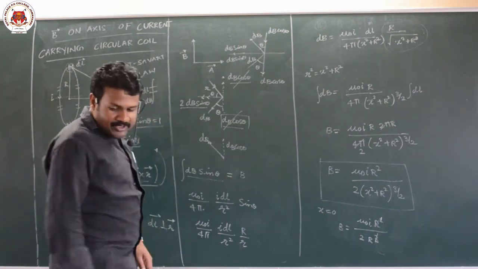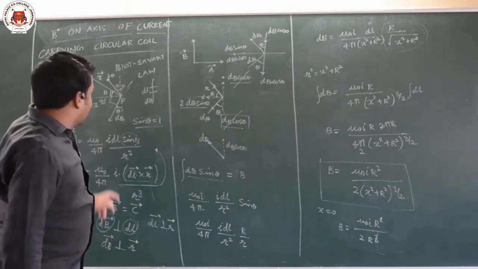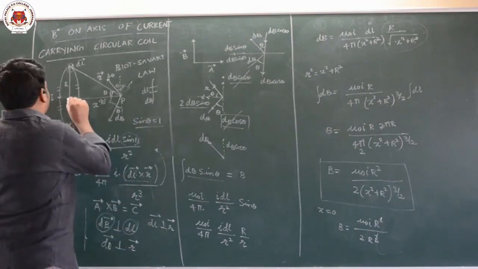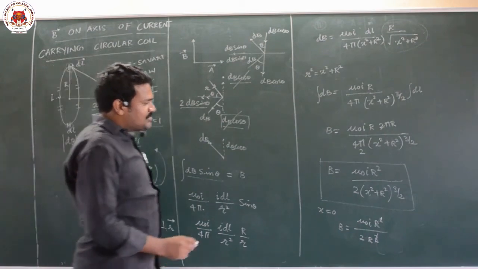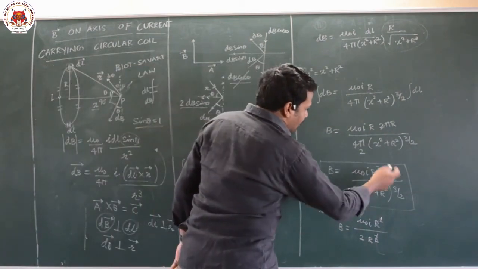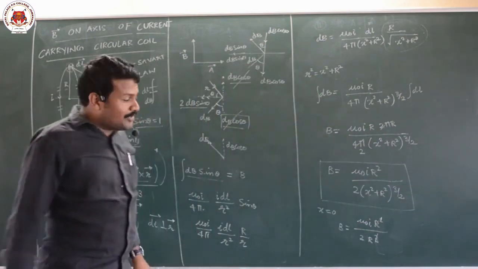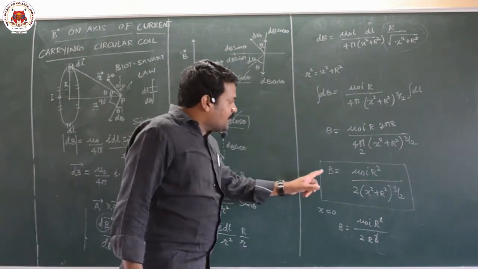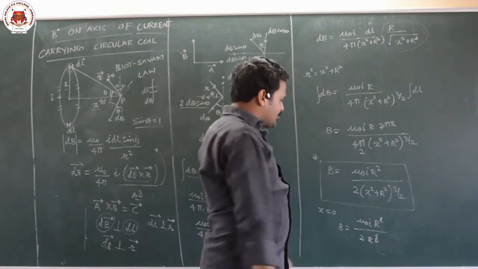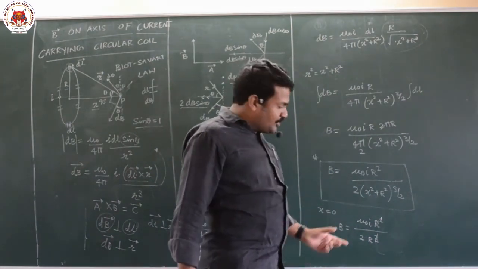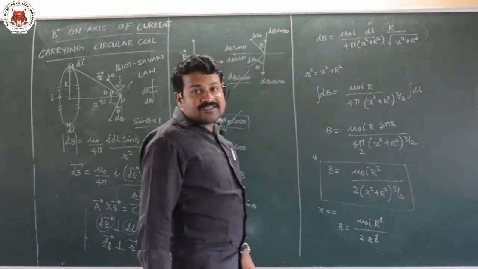So what is the R value? R value from Pythagoras theorem is root of r square plus x square. Therefore, this is the magnetic field at the axis of a circular coil. And if you want to know whether your answer is correct or not in exams, just substitute x equal to 0, you will get the magnetic field at the center.